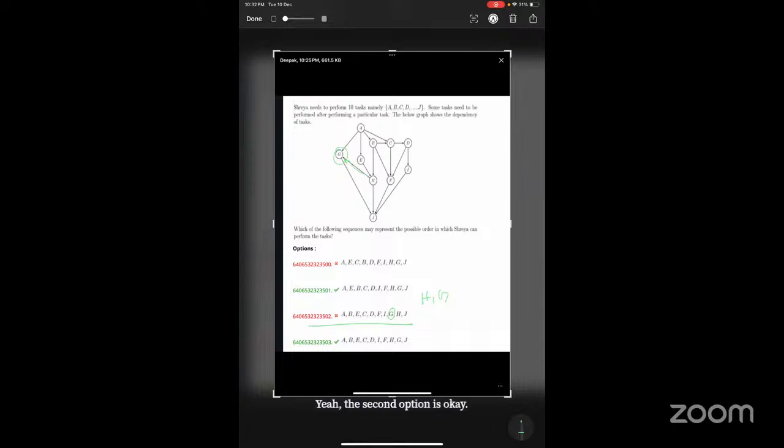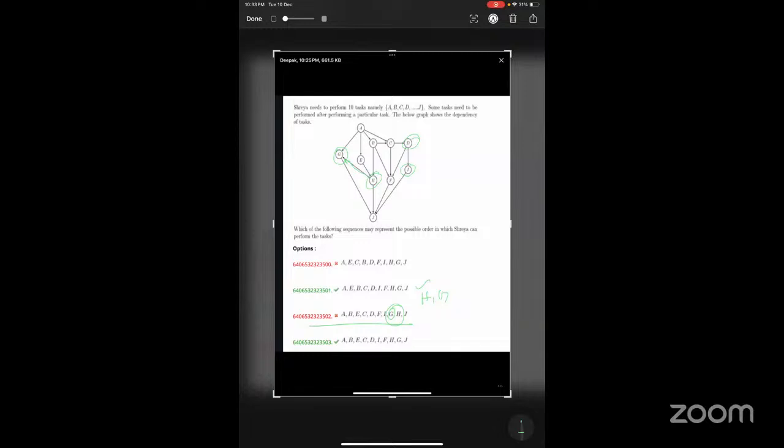But why don't we pick H before D and I? Because D and I, these two are not dependent on H, right? Yes, they are not dependent on H. If H is not dependent on G and I, then we can take H later. This is what we can do, but we cannot do the other thing. Okay.